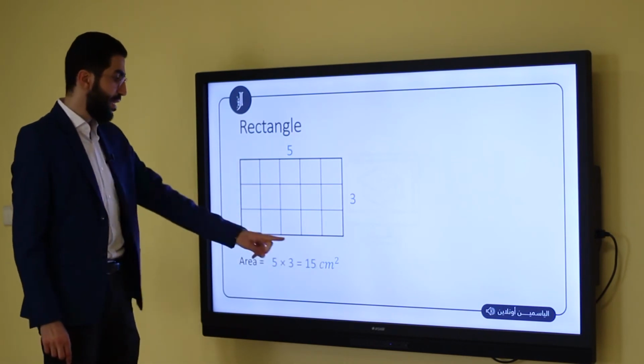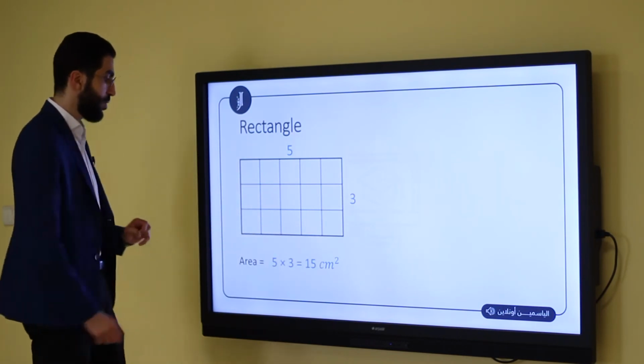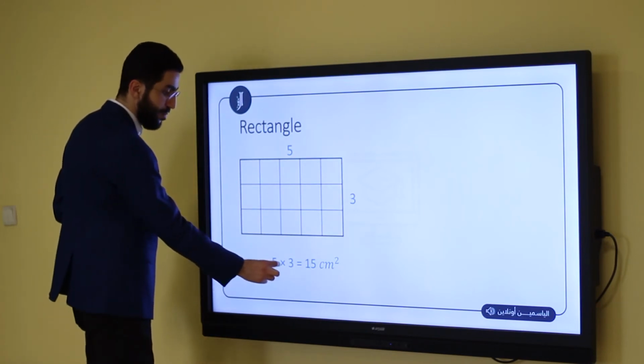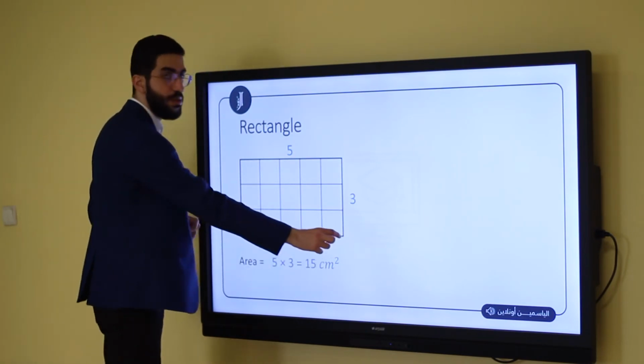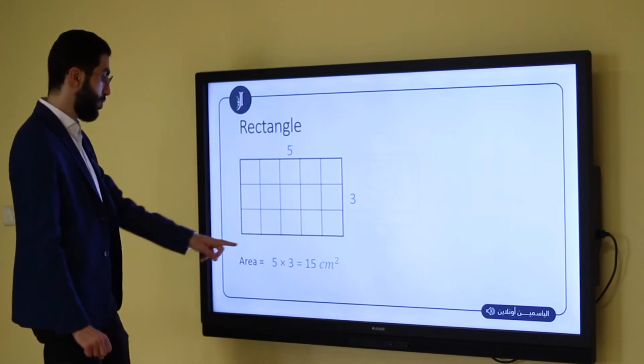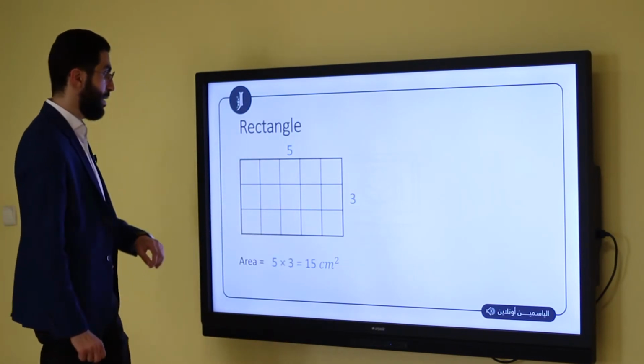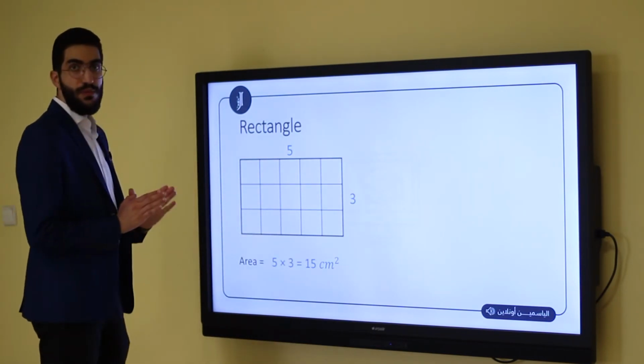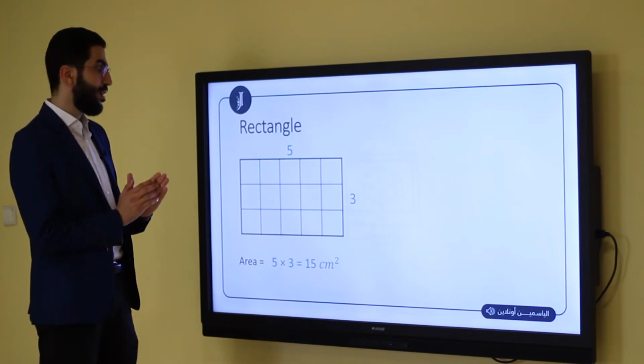So again, as I said, area should be in square. Because here I'm multiplying centimeter times centimeter, it will be centimeter square, okay? So we should always have power of 2. But let's try to find the formula for the area of the rectangle.